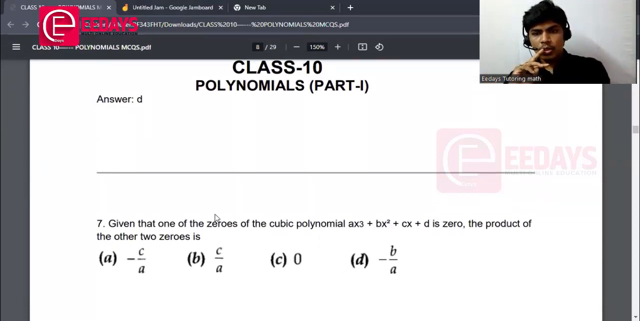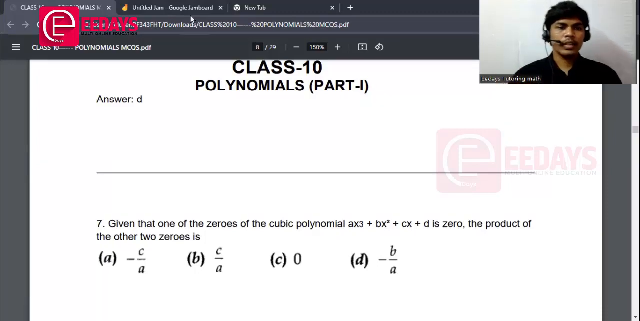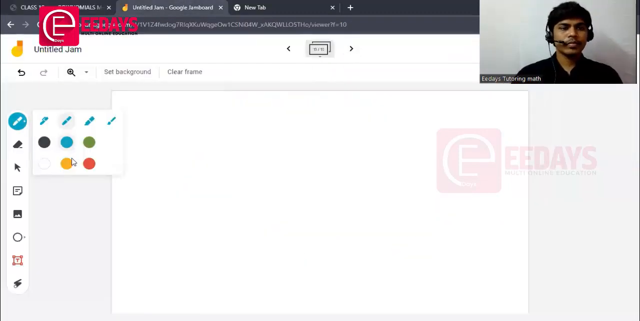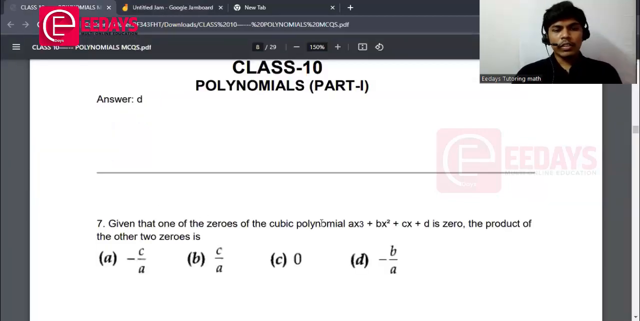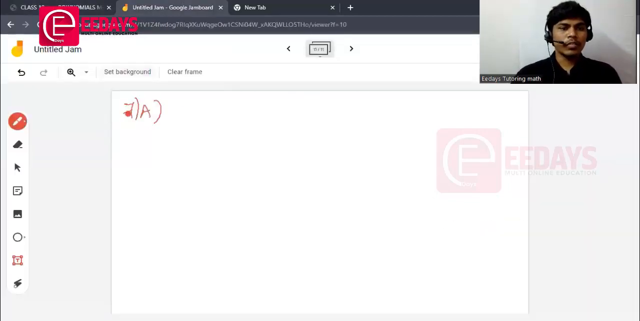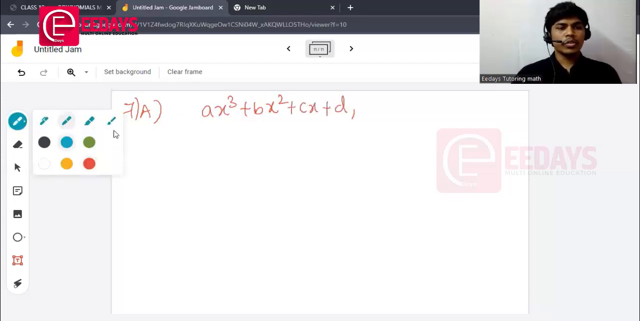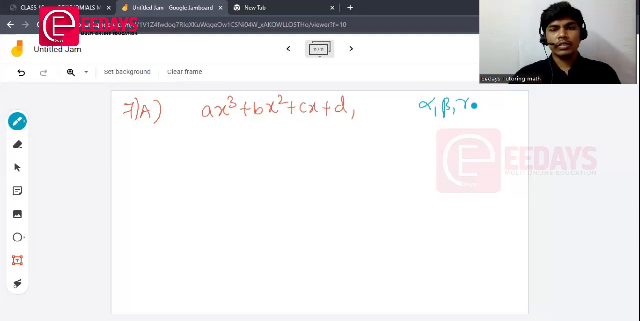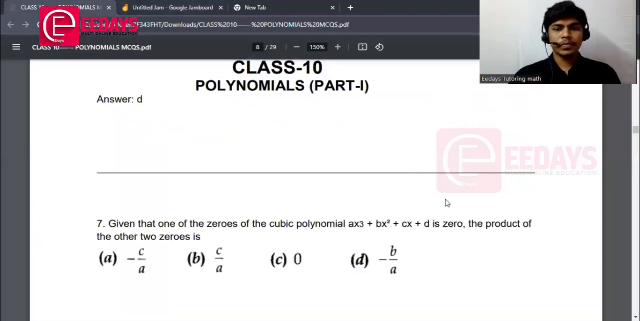Okay, let's solve the seventh one. One of the zeros of a cubic polynomial is 0, and we need the product of the other two zeros. First of all, write the cubic polynomial: ax cube plus bx square plus cx plus d. Alpha, beta, gamma are the three zeros. Here alpha is equal to 0. Find the product of the other two zeros.